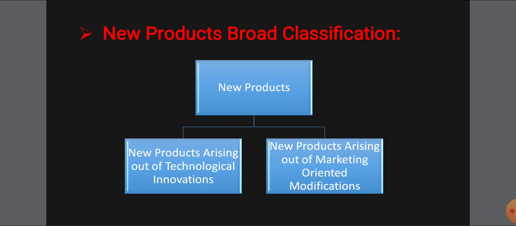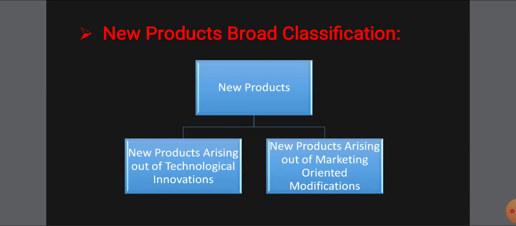These kinds of products will be termed as new products arising out of technological innovations. Now, the second type will be new products arising out of market oriented modifications. Suppose one company has launched a product, Maruti Suzuki's product, in only three colors, silver, black and gold, but customers are demanding the same car in another color, suppose purple or red. Then the company will launch the same car with a modification in colors. That will be termed as a new product arising out of marketing oriented modifications.